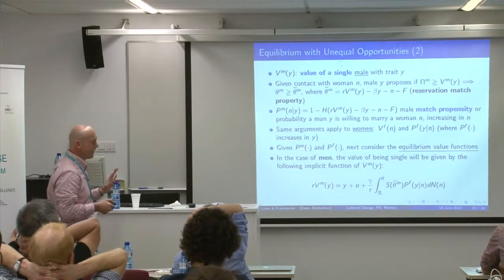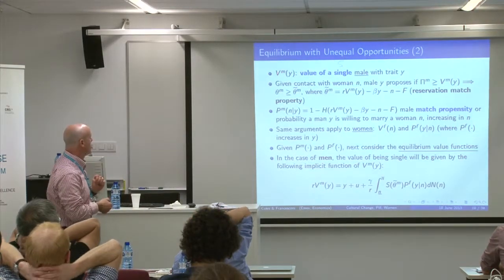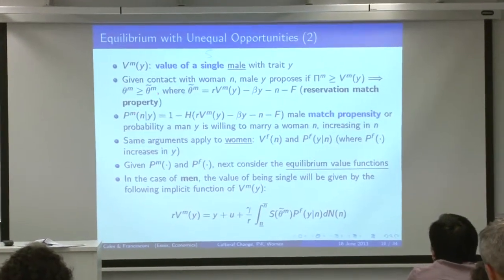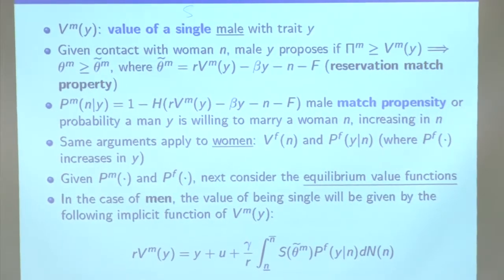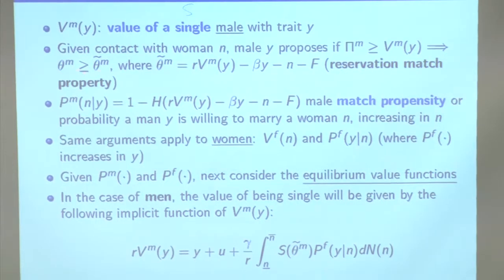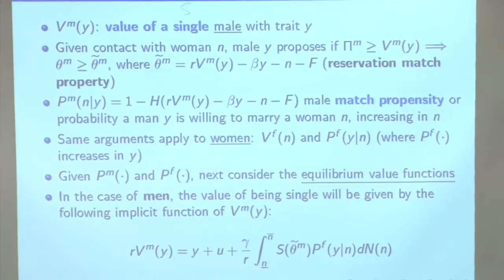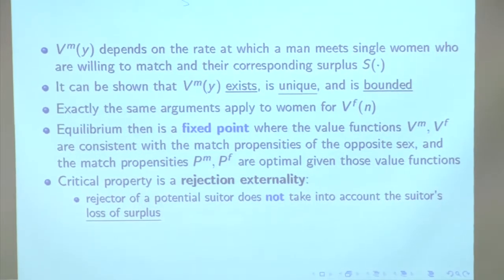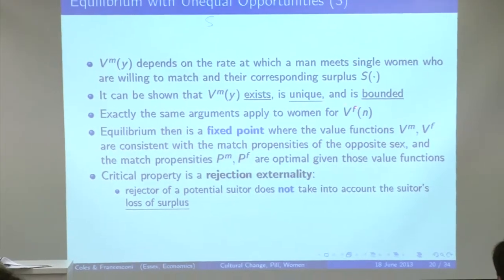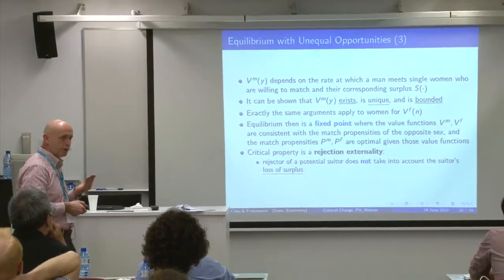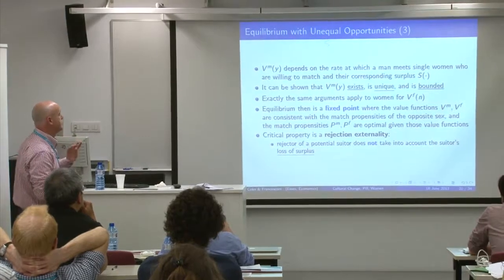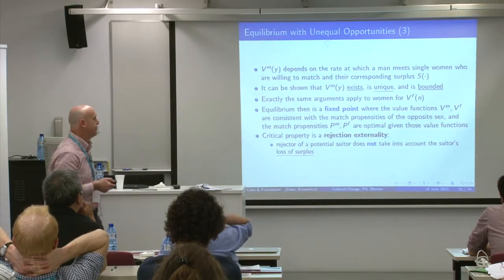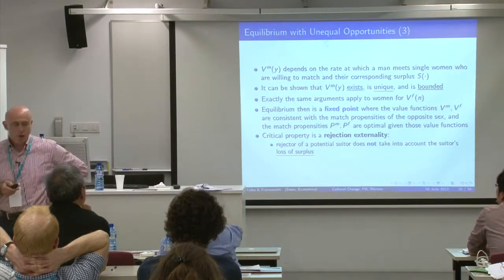Once we are there, as I said, we need four objects to characterize equilibrium. One is the value of a single, the other is the match propensity for each man and each woman. So four objects: two V's and two P's. There's a simple reservation match property, which goes through the love draw. One interesting property of the equilibrium is this rejection externality, which we're going to use for the proofs. Basically, a rejector of a particular offer does not take into account the fact that the suitor, the one who has proposed, will have a loss in surplus.